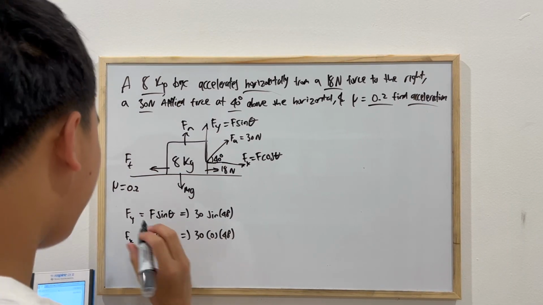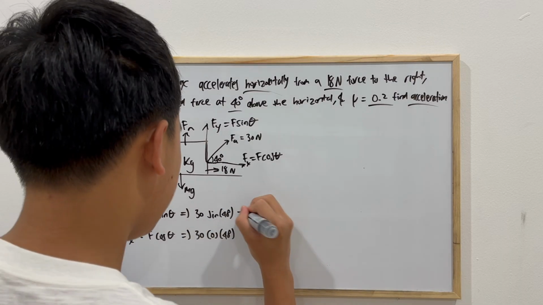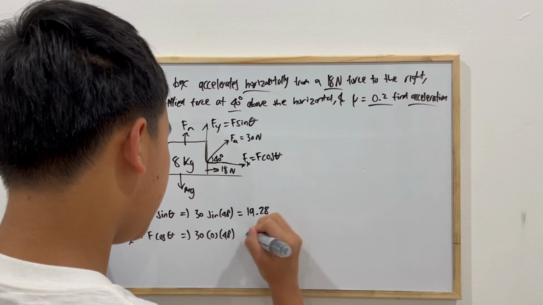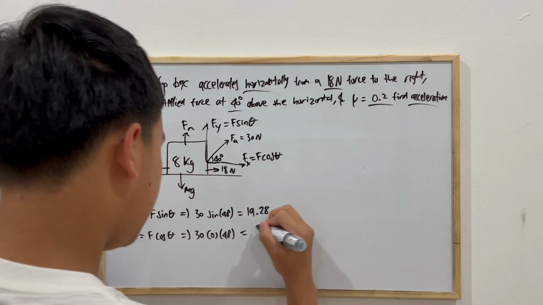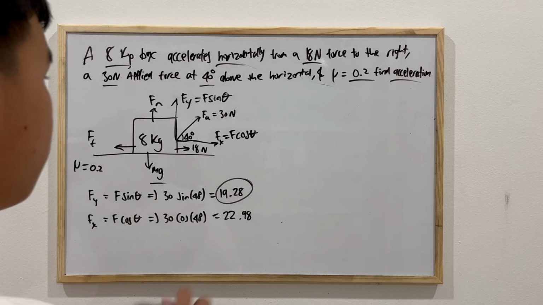So let's start getting some values. 30 times sine 40, that's our Fy, is going to equal 19.28, and 30 times cos 40, that's our horizontal component, is going to equal 22.98. So let's solve for our normal force now.